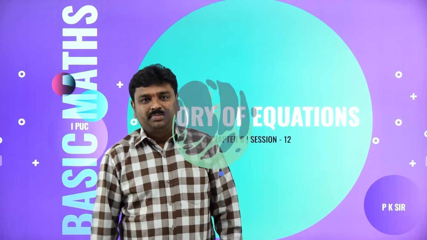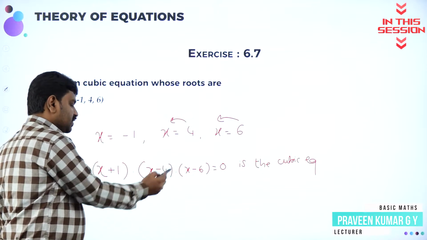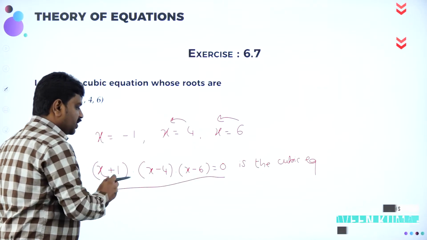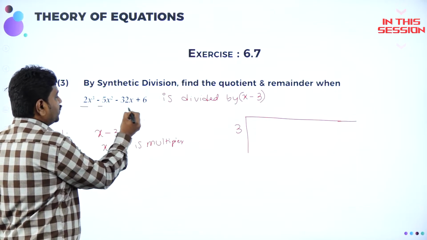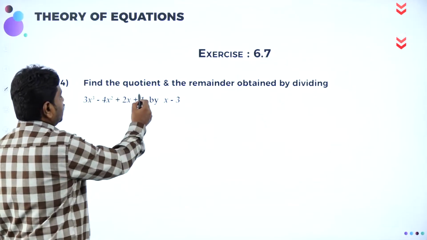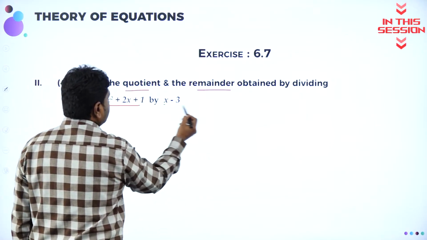Today we'll go ahead with the problems of theory of equations. If you multiply x into x, x square into x, x cube, it will become... So they want a cubic equation. Dear student, take only quotients: x cube quotient, x square quotient, x quotient and constants. So now find the quotient and remainder obtained by dividing this equation by x minus 3.